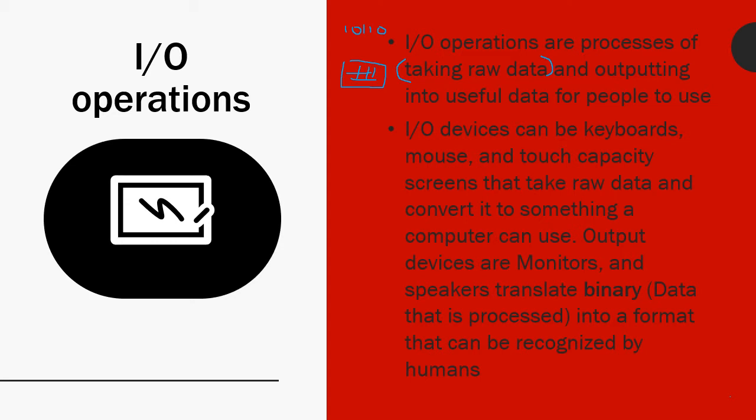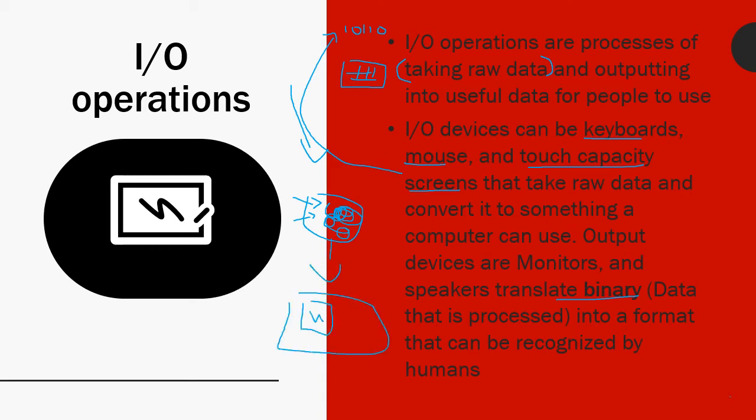Input-output devices can be keyboards, touch capacitive screens that take raw data and convert it into something a computer can use, which is binary. And that data is processed into a format that can be recognized by humans. So the computer takes that information, and you usually have a program such as Photoshop or Microsoft Word that does its magic and processes it and makes a document, whether that document is a Word document or a picture or even a website.